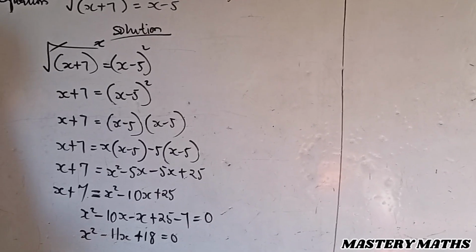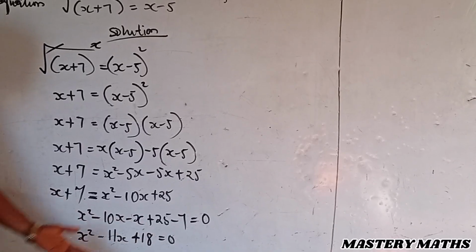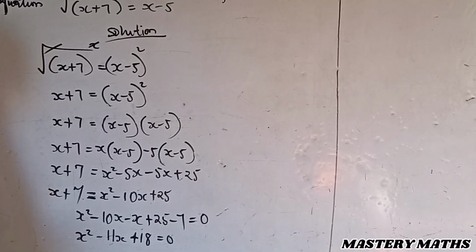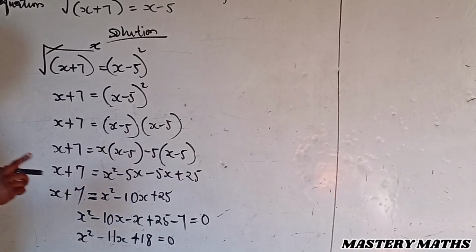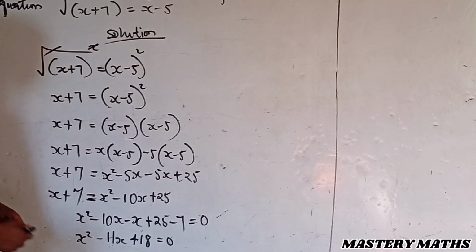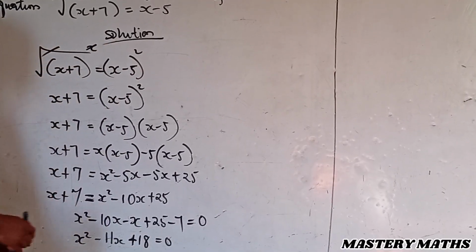Now what should be the next thing? Remember, we are looking for the value of x only. Now coming to this part, what should we do here? Now here we need to factorize. We need to look for the factor of the last number that will give us the middle number. Factors of the last number, which is 18, that will give us the middle number, minus 11.